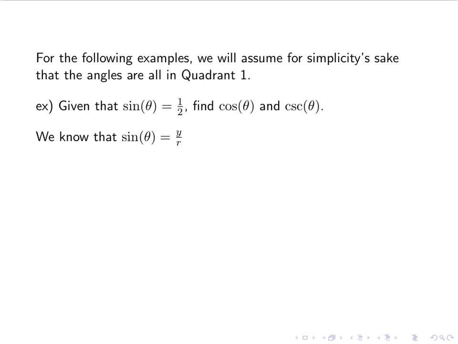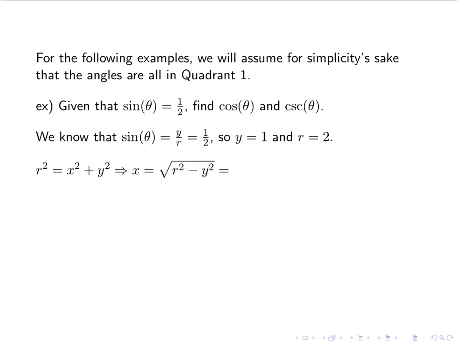So what we're going to do is use the fact that sine of theta is y over r. But we're given that sine of theta is a half. So we're just going to equate our top two numbers and our bottom two numbers. So we're going to let y be 1 and r be 2. And again, we're going to use the Pythagorean theorem, but this time I'm looking for x. So x is my unknown.